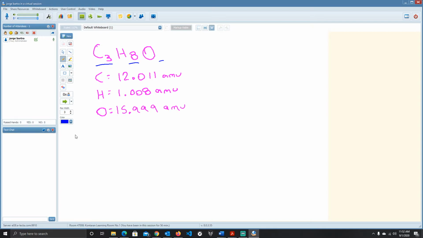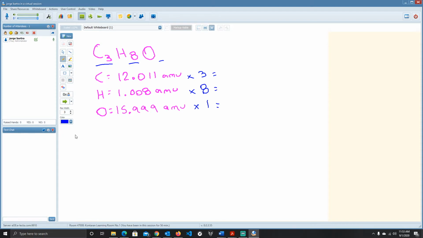So we go ahead and say, okay, if I have 3 carbon, then I multiply 12.011 times 3, and I multiply 1.008 times 8 because I have 8 hydrogen, and I have 15.999 times 1 because I have 1 oxygen. Make equal signs. So then I go ahead and use my handy dandy calculator.